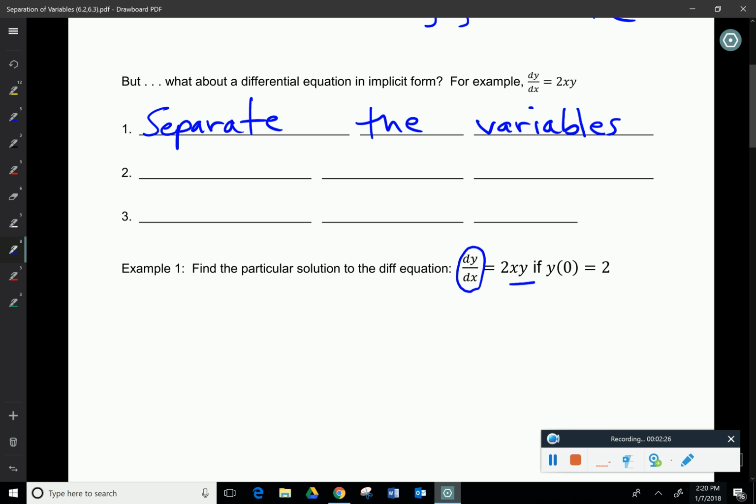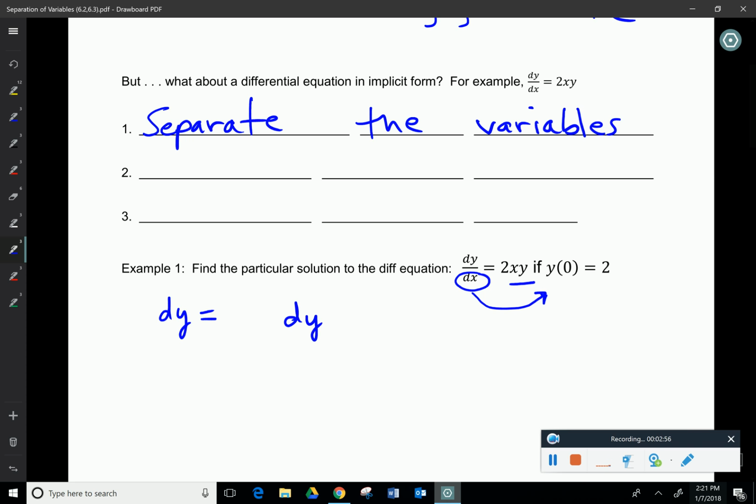So the idea is if I'm going to separate the dy and dx, in order to get the dx part over on the other side, if you think of it as a fraction, if I want to get something out of the denominator, then I would multiply. So if this is my equal sign, the dy is going to stay on this side, but if I multiply by dx, then that means it's in the numerator on the other side.